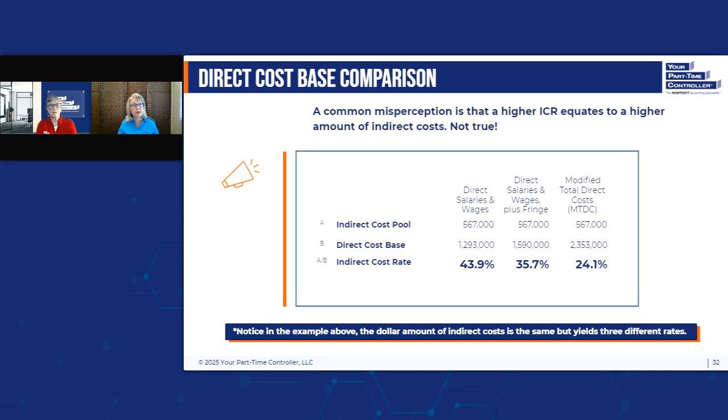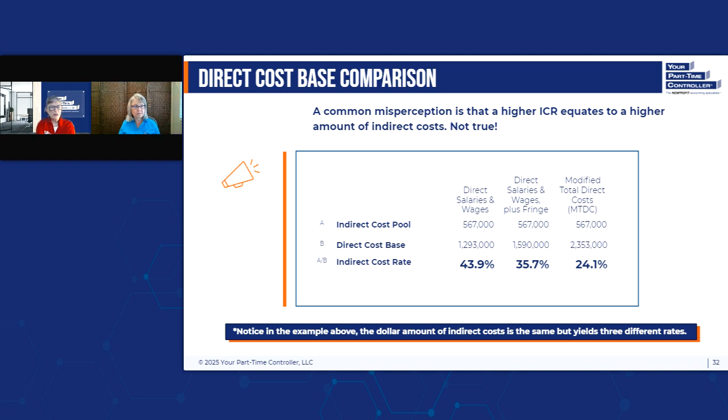A common misperception is that a higher indirect cost rate equates to a higher dollar amount of indirect costs. The slide demonstrates why that assumption is incorrect. In each of these examples, we divide the total indirect costs by the total direct costs to calculate the rates or percentages. As you can see, the modified total direct cost rate structure yields the lowest indirect cost rate due to the larger denominator. It also aligns well with federal guidelines and is often preferred by funding agencies, simplifying the grant application and management process.